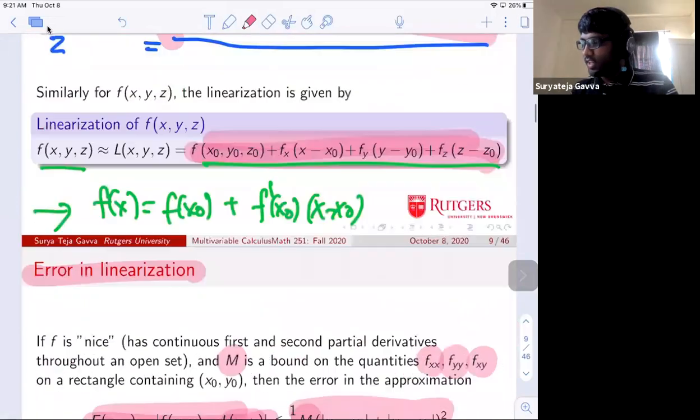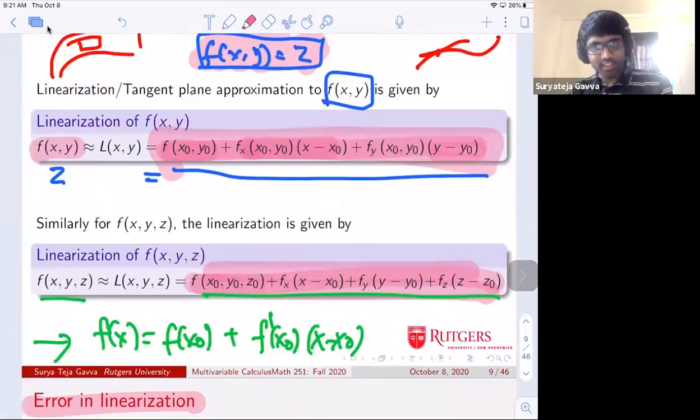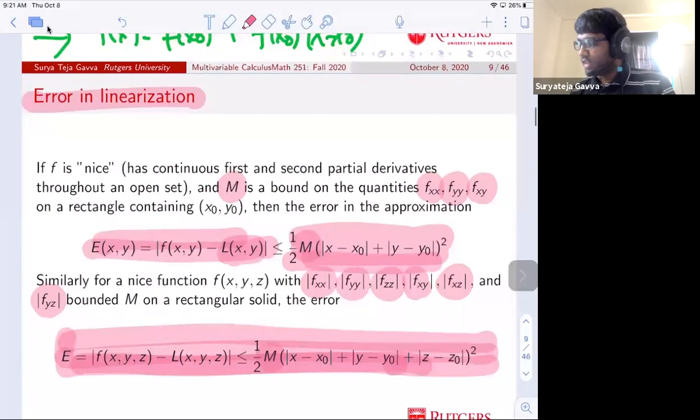Questions on this? The linearization is this formula, which is essentially the same formula from before, but instead of writing it for delta f, I'm writing it for f by just sending f of x0, y0 to the other side. But this is not exact, so there will be some error. The error can be bounded. It is at most some number like this. These numbers can be computed if you know certain quantities about the function.